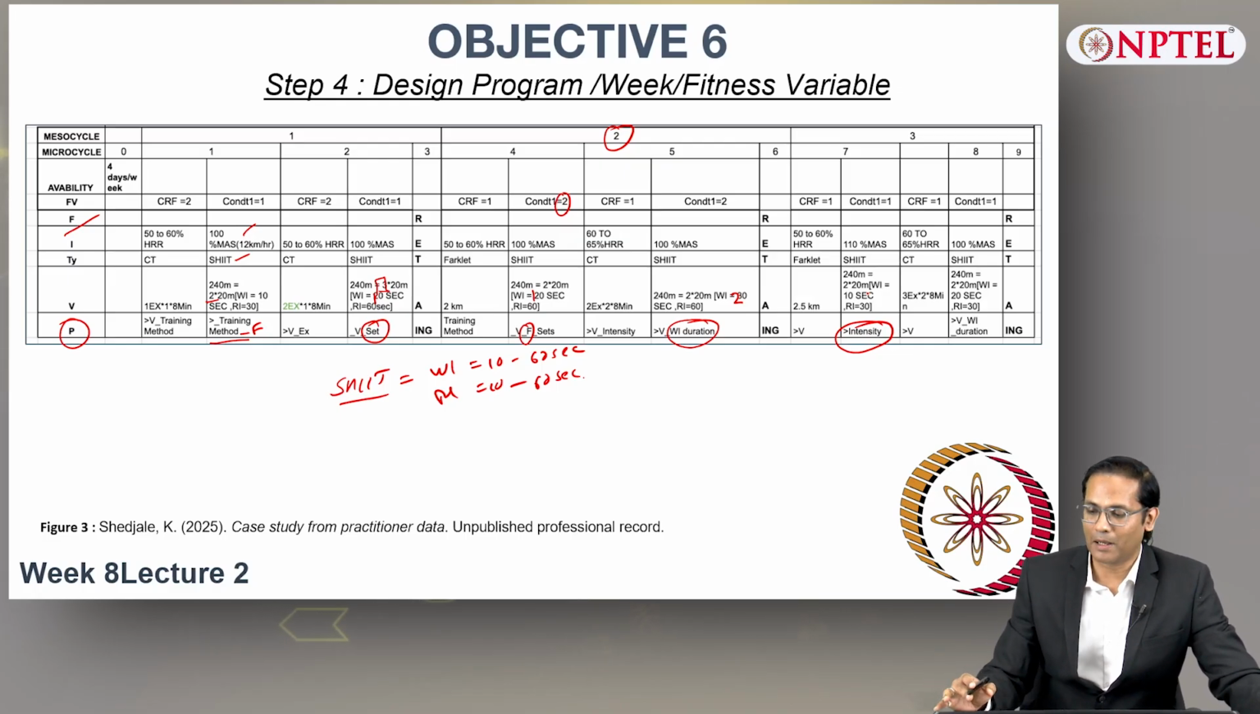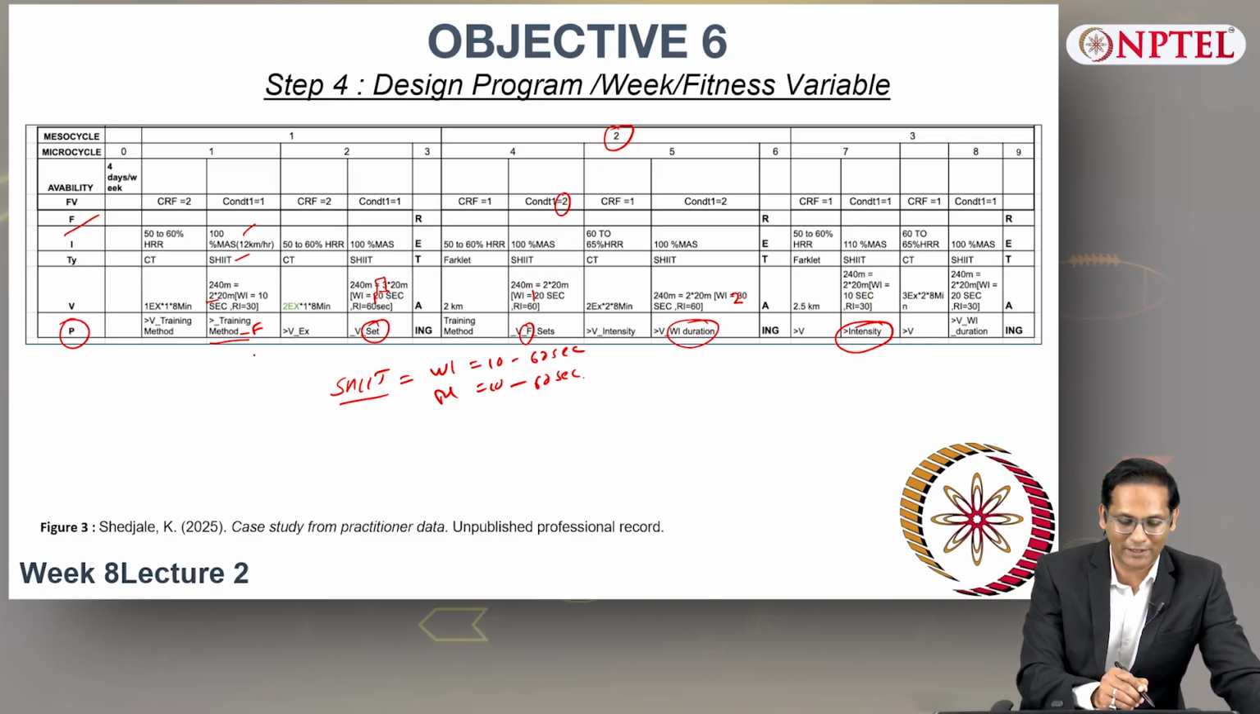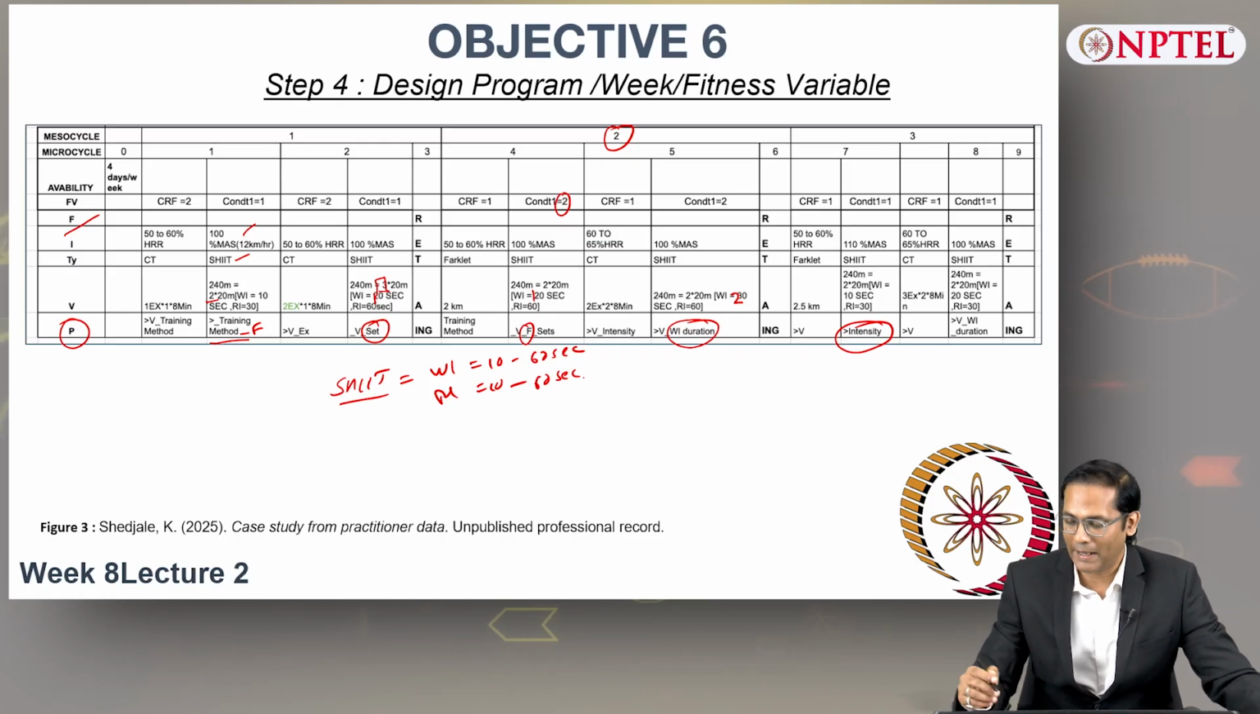Now this completes the conditioning programming for the 8 weeks. So we started with giving progression as a training method, and we ended the training by increasing the work volume and increasing the intensity.